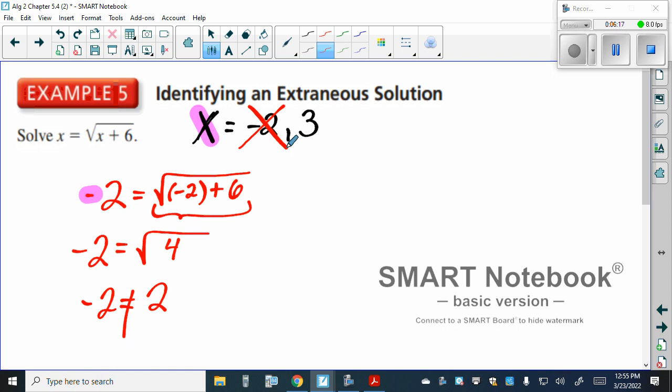We can check 3. 3 is equal to the square root of 3 plus 6.